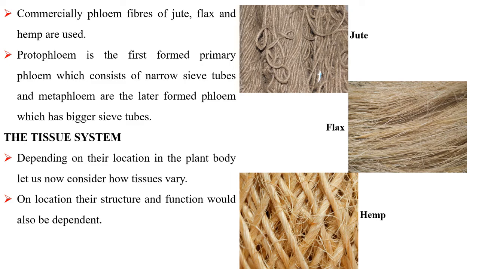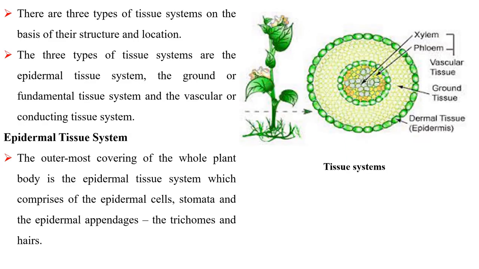The tissue system. Depending on their location in the plant body, let us now consider how tissues vary. Depending on location, their structure and function would also vary. There are three types of tissue systems on the basis of their structure and location: the epidermal tissue system, the ground or fundamental tissue system, and the vascular or conducting tissue system.